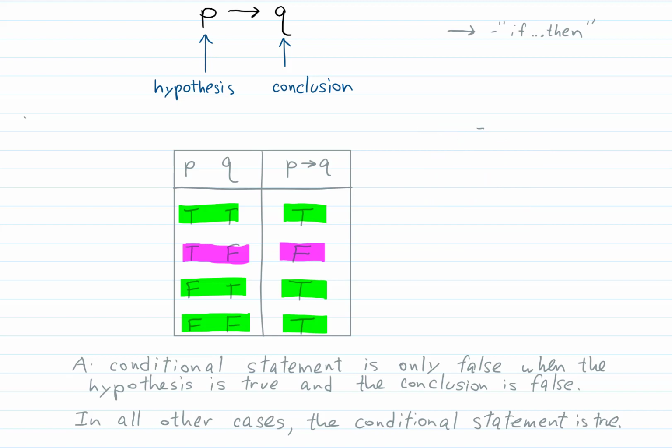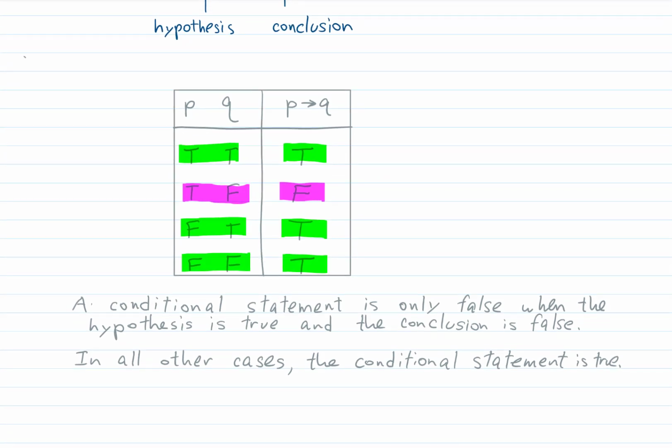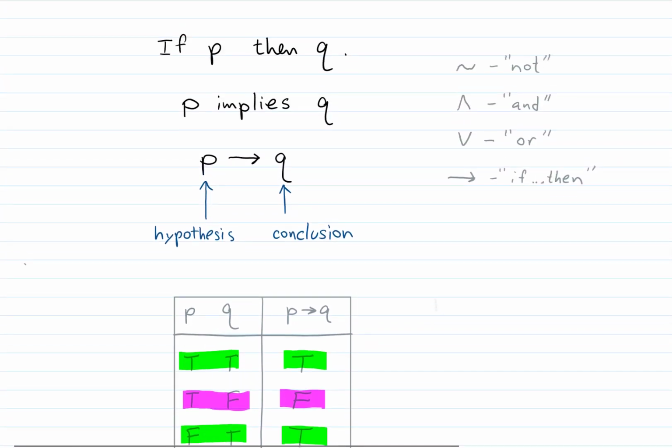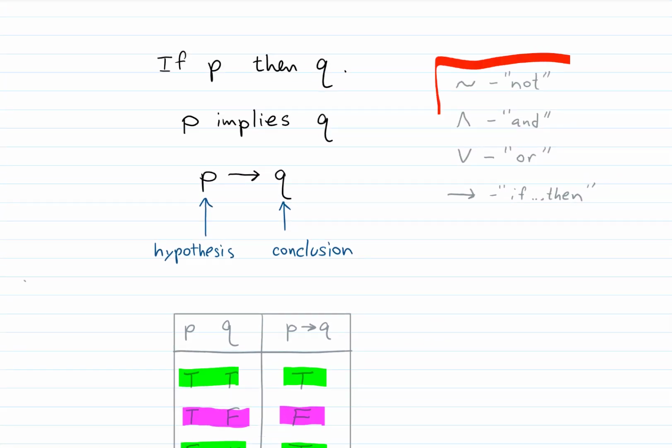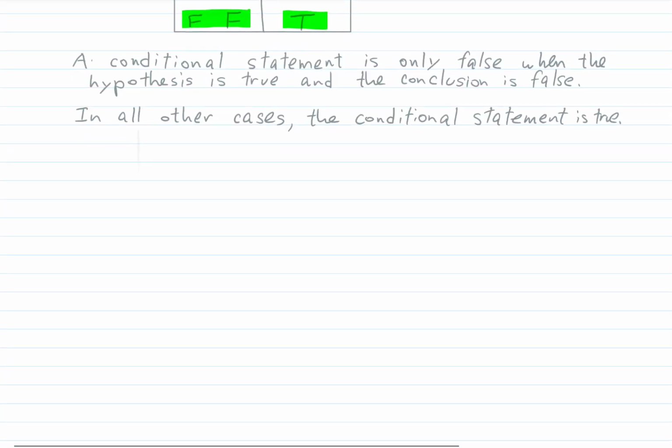All right. Now, we've learned a lot of connectives. There's four of them here. Four connectives. And just like algebra and arithmetic, like plus, minus, multiply, and divide, you have to make sure that you observe the correct order of operations. Okay, so let's talk about the order of operations of connectives.